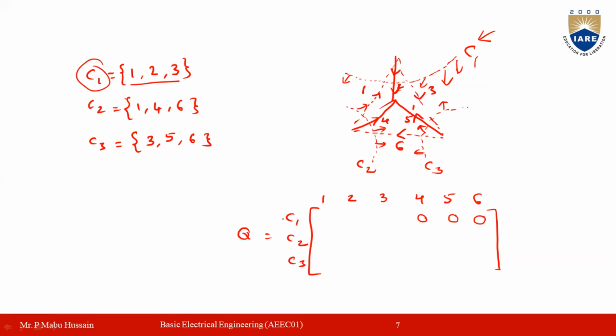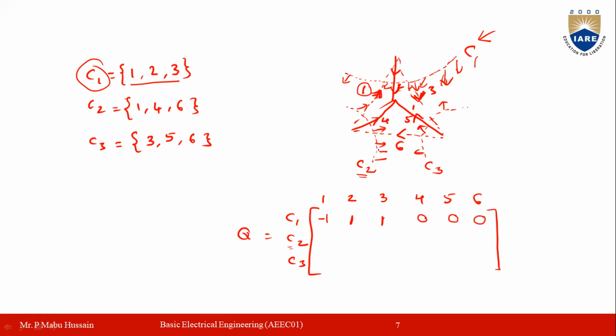Now if the cut set direction and the element direction are both in the same direction, you will get positive. If they are in the opposite direction, you will get negative. Branch 1 is in this direction, and your cut set C1 direction is downwards, so they are in opposite directions, and you will get -1 here. Branch 2 is in the same direction as your cut set, so it is positive. Branch 3 is also in the same direction as your cut set, so it is also +1.